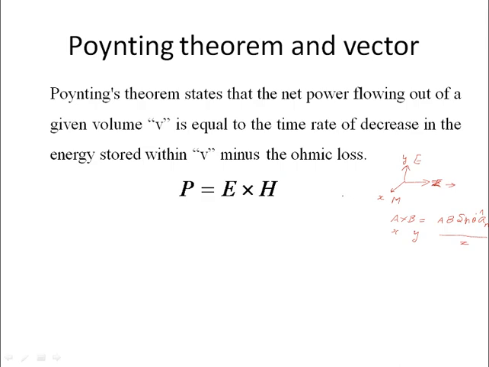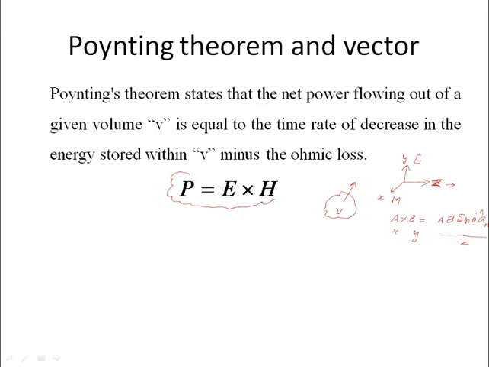So we will explain the Poynting theorem. Assume a volume, say this volume, and the power is emanating or generating from this volume. While doing that, there will be ohmic losses inside it. So Poynting theorem states that the net power flow out of a given volume V is equal to the time rate of decrease in the energy stored within V minus the ohmic losses. So this is the equation.